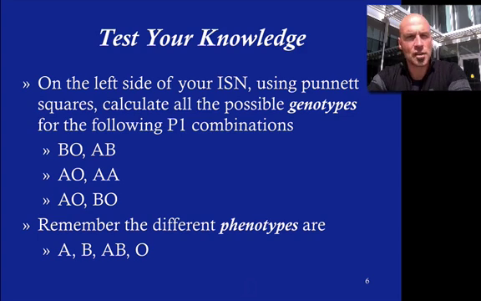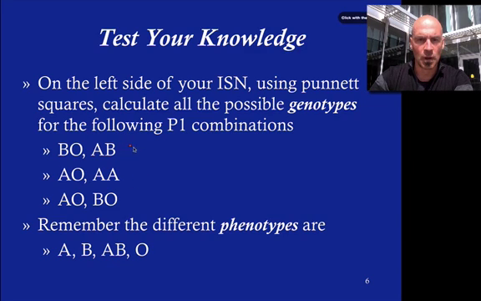All right, so we're going to test your knowledge. Whip out your ISN. Again, you've got those because you're already taking notes. On the left side of your ISN, using Punnett squares, I need you to calculate all the possible genotypes for the following P1 combinations. Okay, so parent 1 combinations. We've got BO, and AB, AO, and AA, AO, and BO. You are going to need to do 3 Punnett squares.